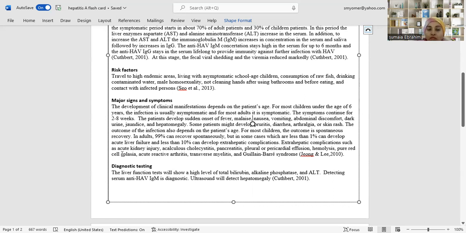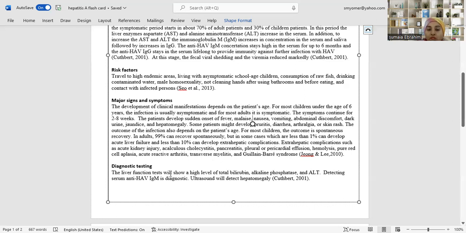Extrahepatic complications such as acute kidney injury, acalculous cholecystitis, pancreatitis, pleural or pericardial effusion, hemolysis, pure red cell aplasia, acute reactive arthritis, transverse myelitis, and Guillain-Barré syndrome.